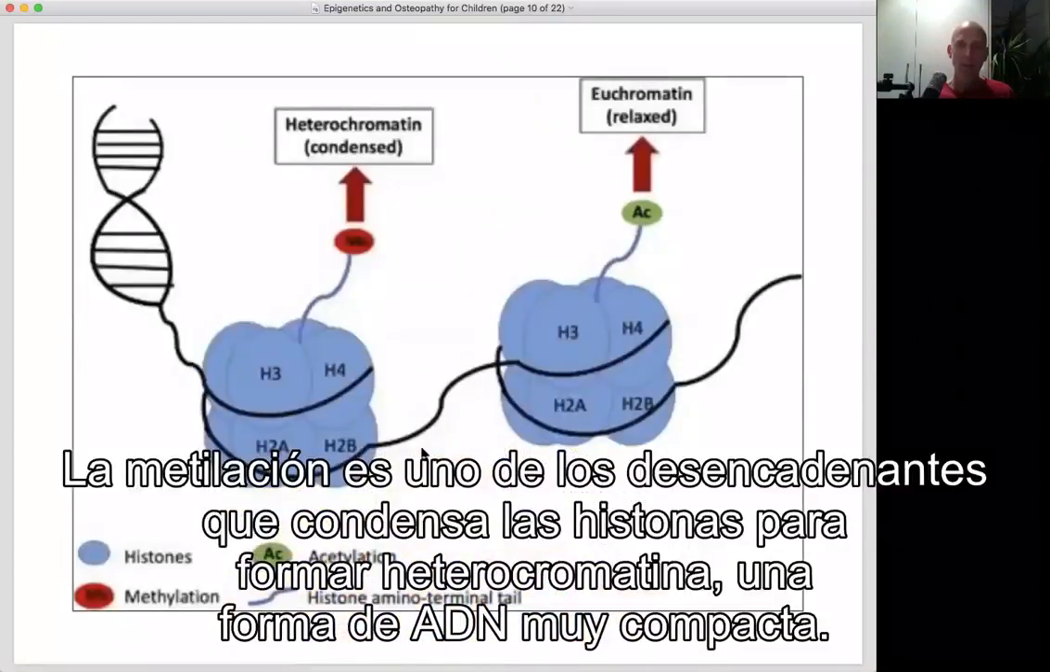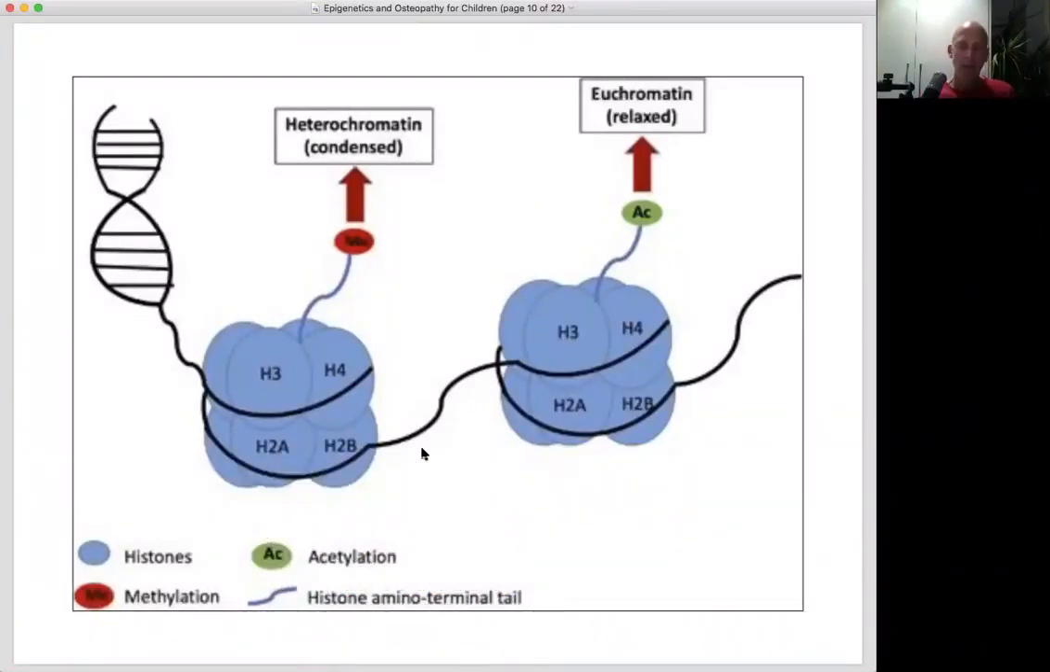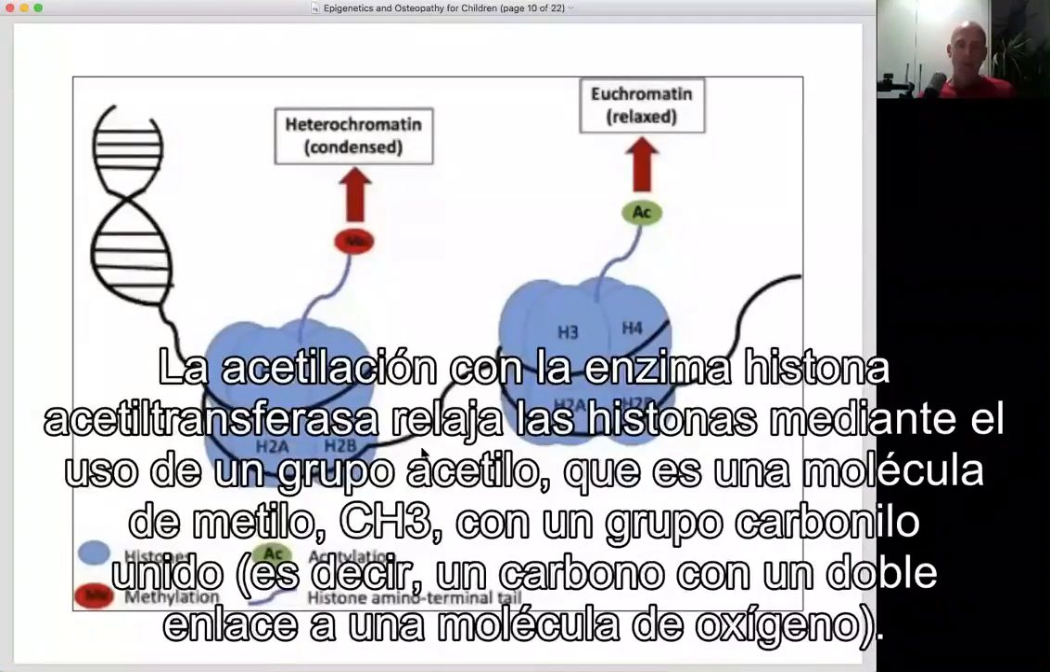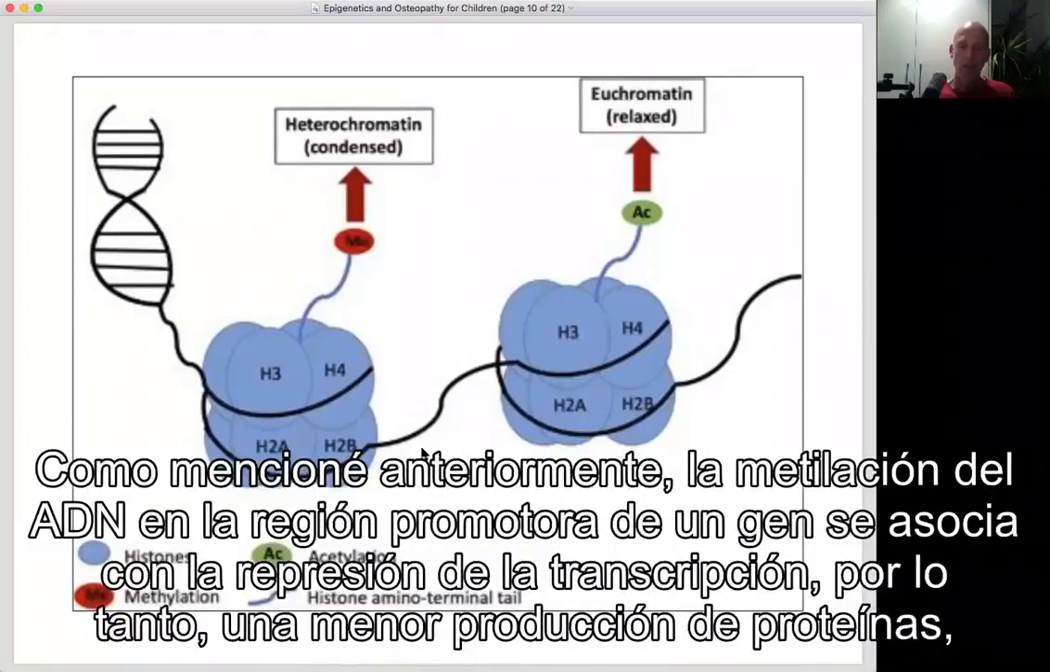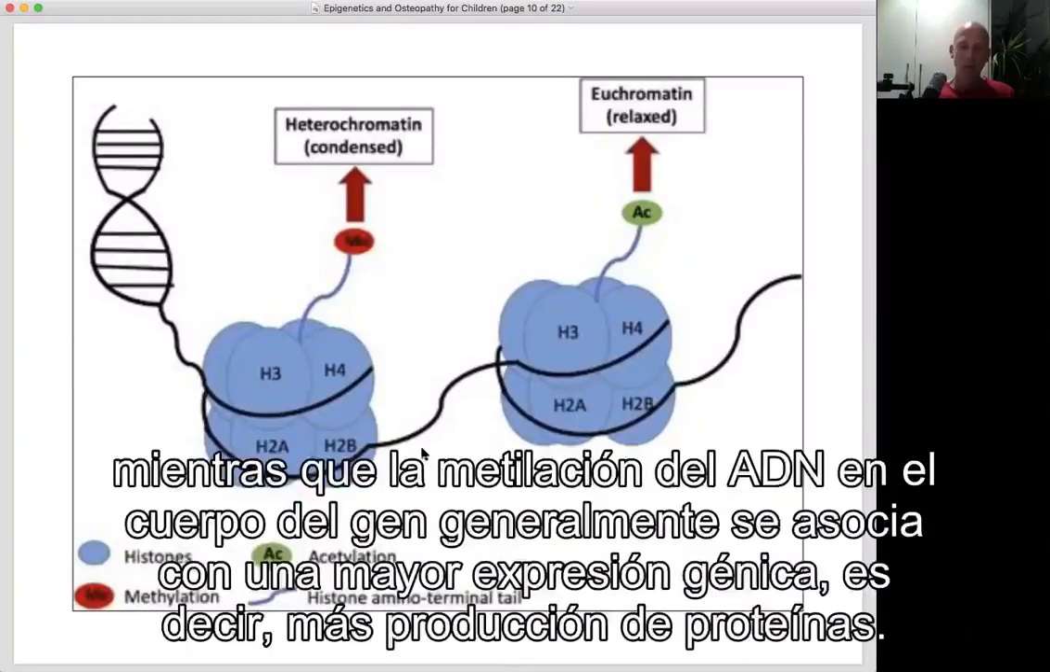Methylation is one of the triggers that condenses the histones to form heterochromatin, a tightly packed form of DNA. Acetylation with the histone acetyltransferase enzyme relaxes the histones by using the acetyl group, which is a methyl molecule CH3 with a carbonyl group attached, that is a carbon with a double bond to an oxygen molecule. This acetylase enzyme attaches to a lysine molecule at one end of a histone tail, which activates the DNA coiling. As I mentioned earlier, DNA methylation in the promoter region of a gene is associated with repression of transcription, so less protein production, whereas DNA methylation in the body of the gene is generally associated with increased gene expression, that is, more protein production.